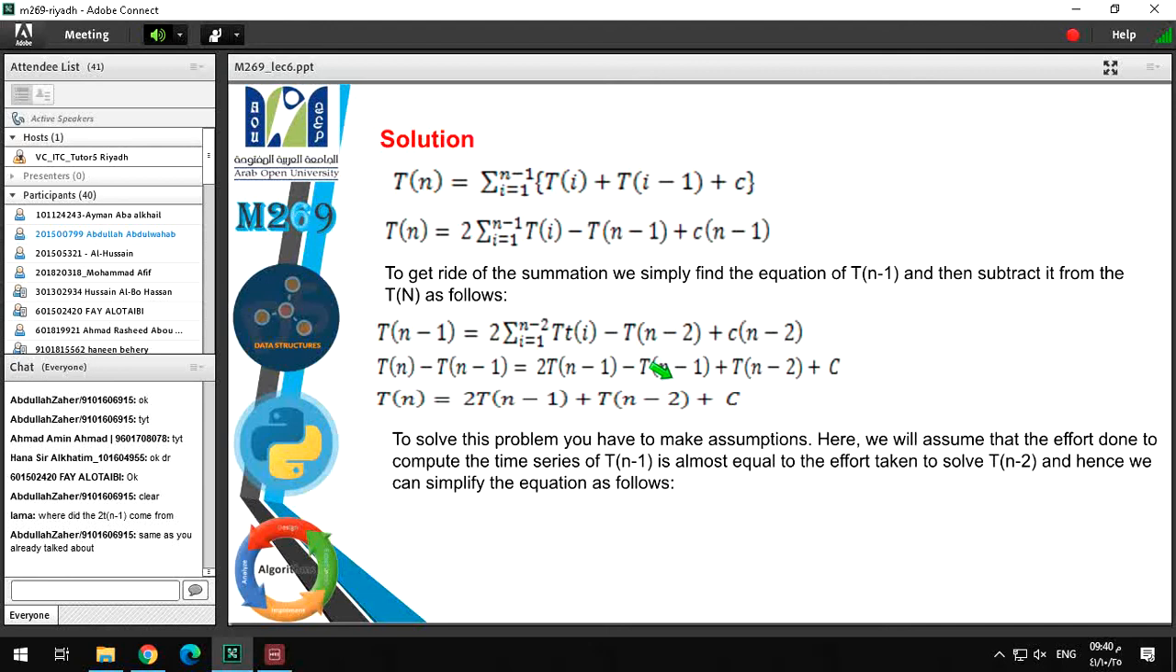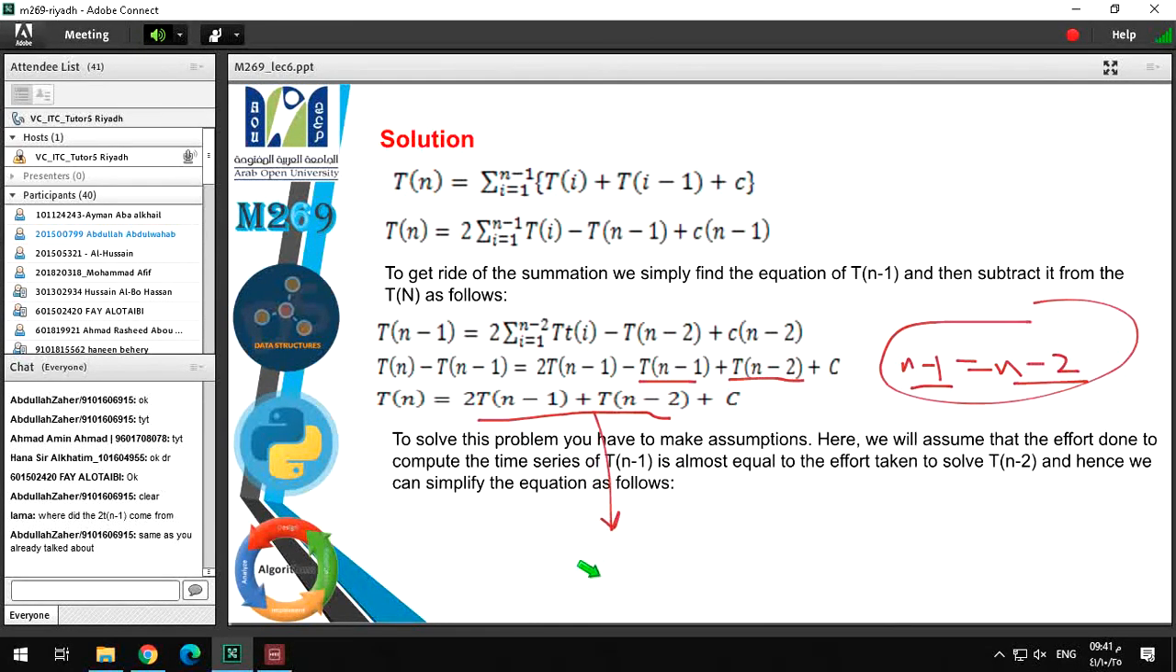Again, we reach this point where we have minus t(n-1) plus t(n-2). So here we can make an assumption. What is our assumption? The assumption is n minus 1 equals n minus 2. The effort we are spending on finding n minus 1 is equal to the same effort we are spending on n minus 2. So in this case, we can say that this one and this one, both of them are n minus 2 or n minus 1, whatever you want. So we come up with this equation. Since we have this assumption, we can also say that this is actually 3t(n-1) plus c.